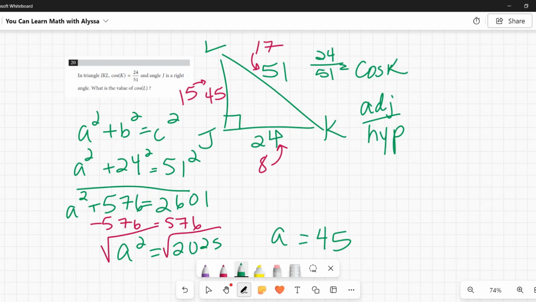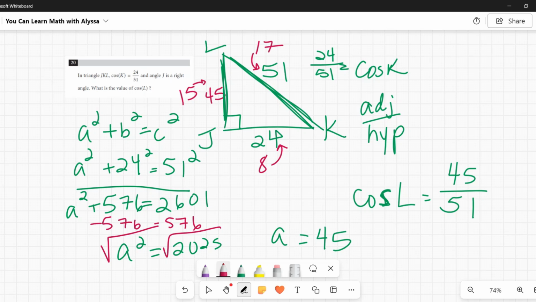Right, so for the value of cosine L, either way that we looked at this, we saw that this side is going to be 45. And the cosine of L has to be the adjacent over the hypotenuse. So the cosine of L is the adjacent side, 45, over the hypotenuse, 51. Always check to see if you can simplify this. I've heard that they don't penalize you for not simplifying, but if you look at their answers, they always have it simplified down. So let's hedge your bets and simplify this.